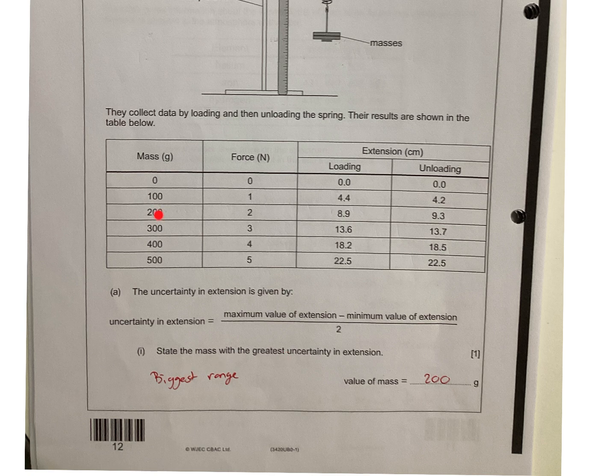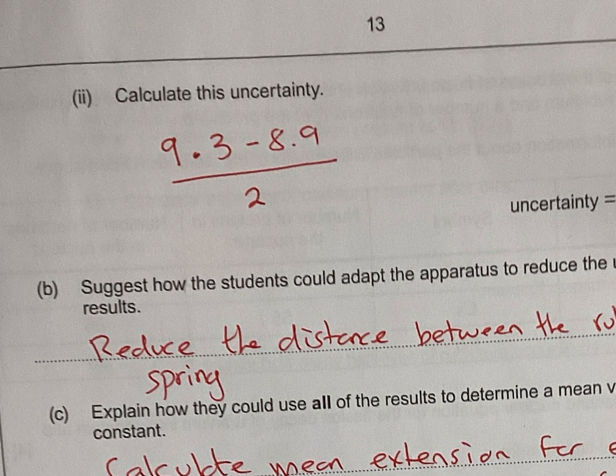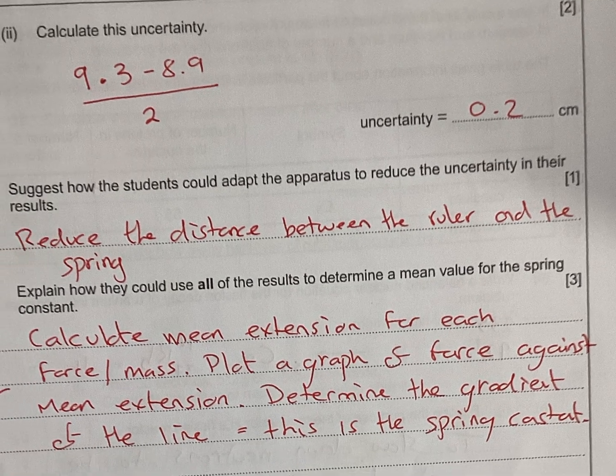So I can see at 200, I've got 8.9 and 9.3, whereas the others are quite close, like 13.6, 13.7, 18.2, 18.5, range of 3. There's quite a big range there. So I've said 200 grams. And then I think we use that their range. So we put the maximum minus the minimum over 2. We're given the equation right by there. So I'm going to use that and it comes out with an answer of 0.2.